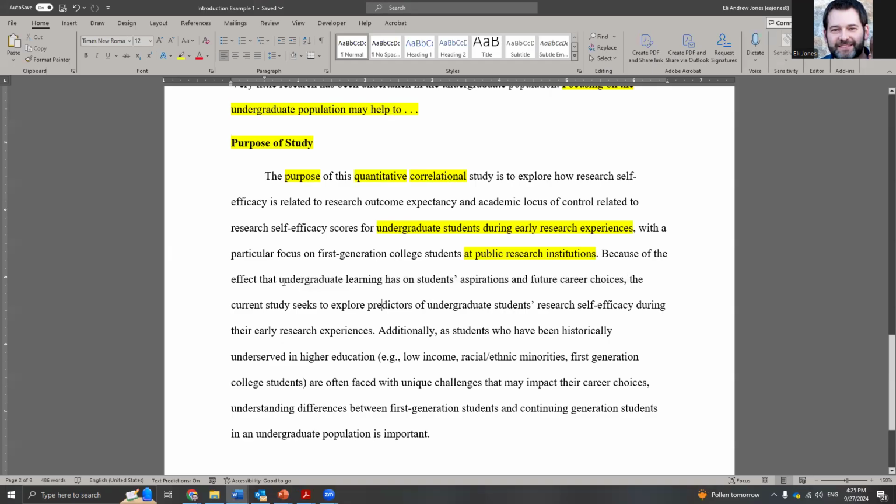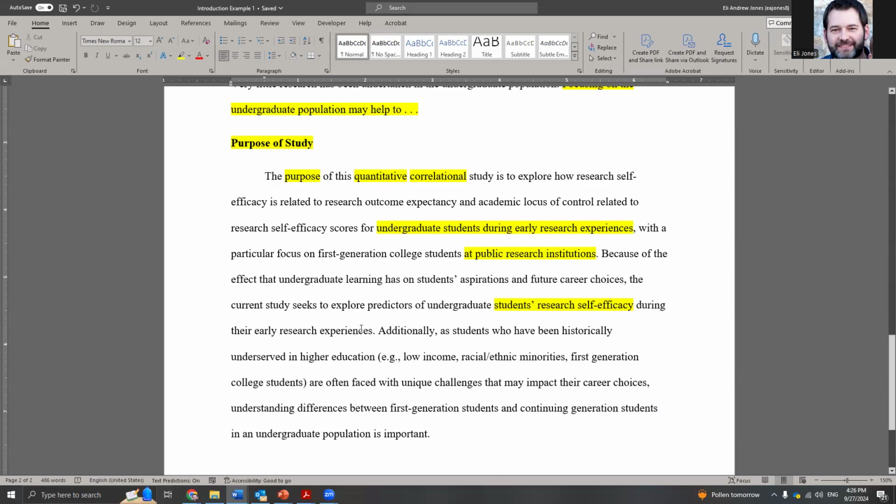The effect that undergraduate learning has on students' aspirations and career choices. Explore predictors of undergraduate students' research self-efficacy. So there's the dependent variable. Now, I don't have to call it the dependent variable, okay? I'm just having it in there. You don't have to say the dependent variable is. It kind of sounds weird, doesn't it? I'm just telling you what I'm looking for.